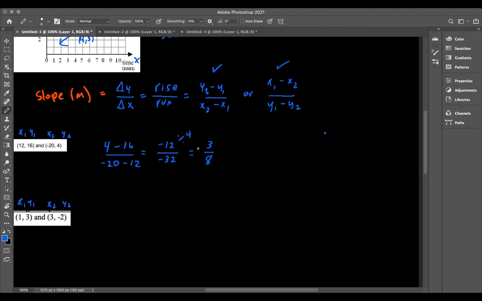Okay, so once we get really good at this, we're going to be able to use this slope and make the graph out of this, like I said before. Okay, so let's do another one.